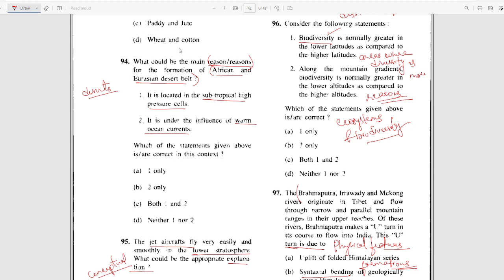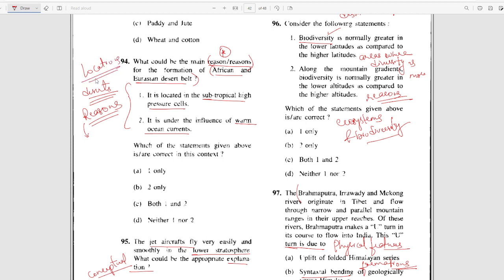94th question. What could be the main reason for the formation of the African and Eurasian desert belt? It is located in the subtropical high pressure cells. It is under the influence of warm ocean currents. So they're asking why certain things have happened, the reasons. For example, if there is a desert, what are the reasons for the formation? So you have to learn the reasons for the physiographical or geographical features that have occurred. So read about that, and then read where are the locations of these deserts.